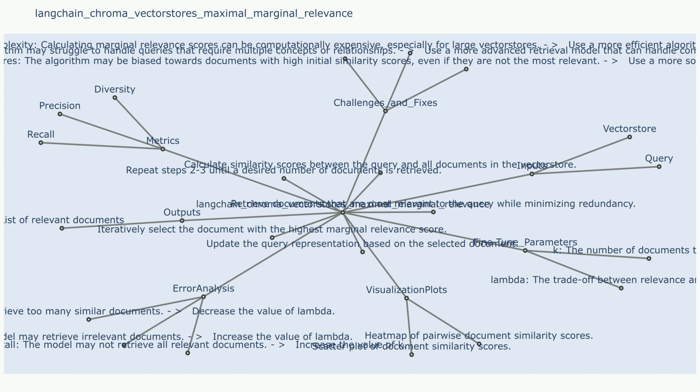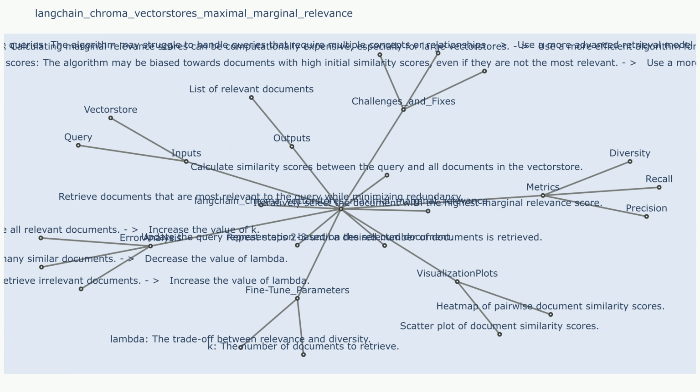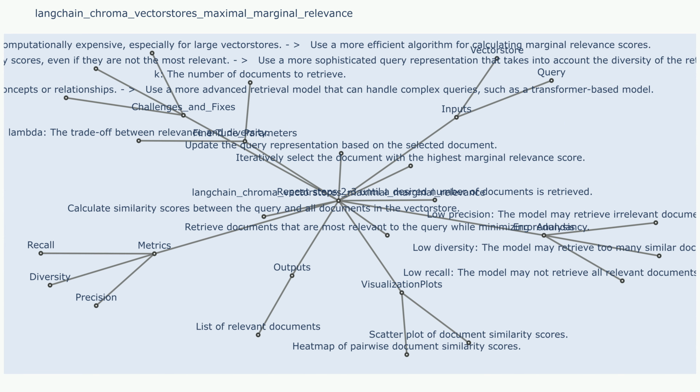Metrics. Relevance score: this metric evaluates how closely a document matches the content of the query. It's based on the cosine similarity between the document's embedding and the query's embedding. Diversity score: this metric measures how different a document is from the documents already retrieved. It often uses a distance metric like Euclidean distance or cosine distance.